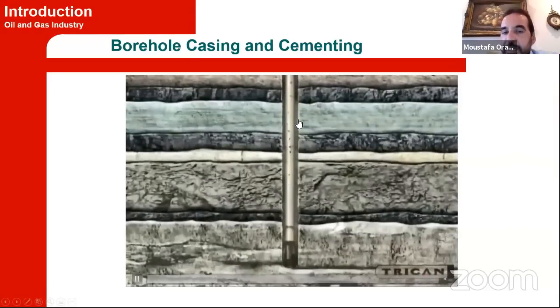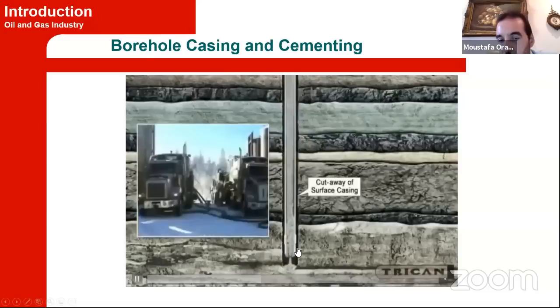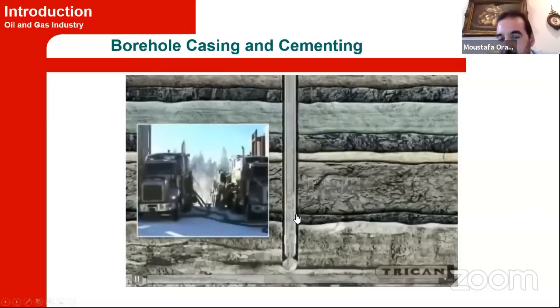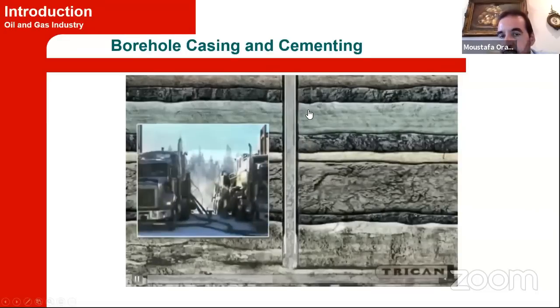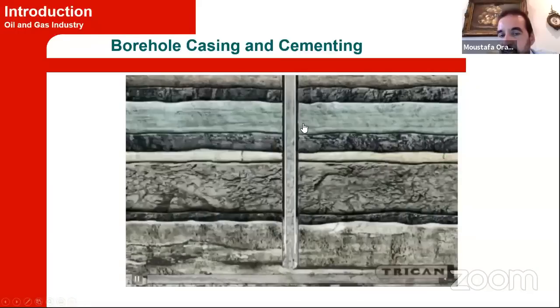Now we go to the casing. Here is the casing. The casing is a steel pipe. You put it in there, then you pump the cement inside the casing. So the cement will go in between the casing and the formation, cementing this zone. This zone has to be very well cemented between the casing and the formation, okay?